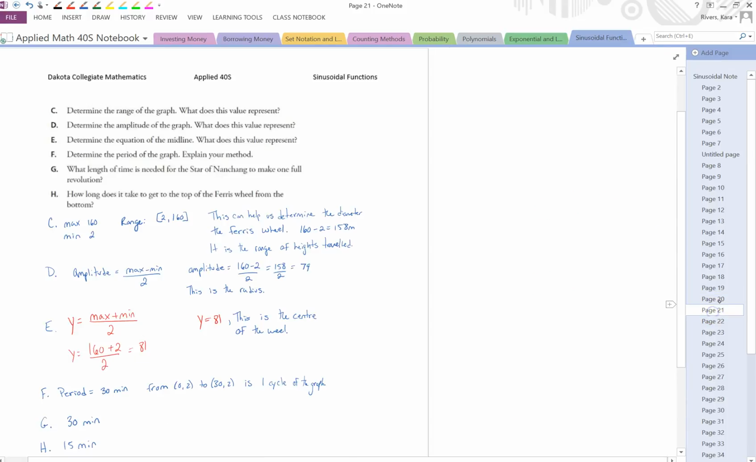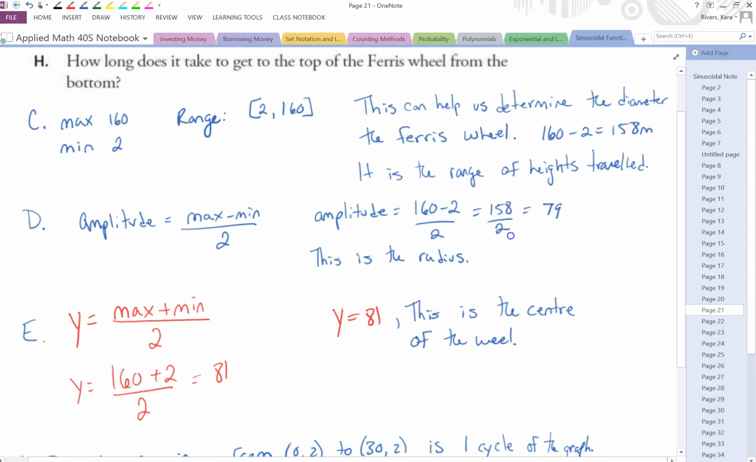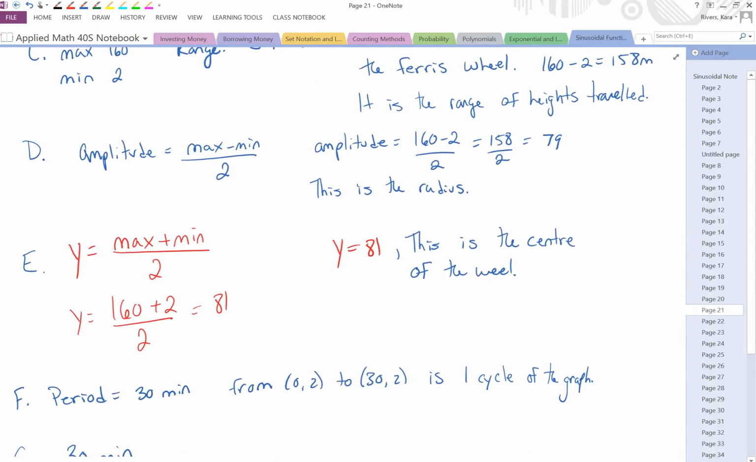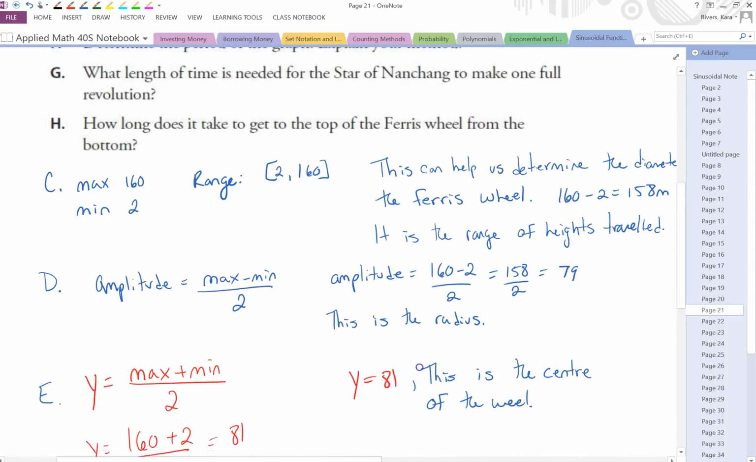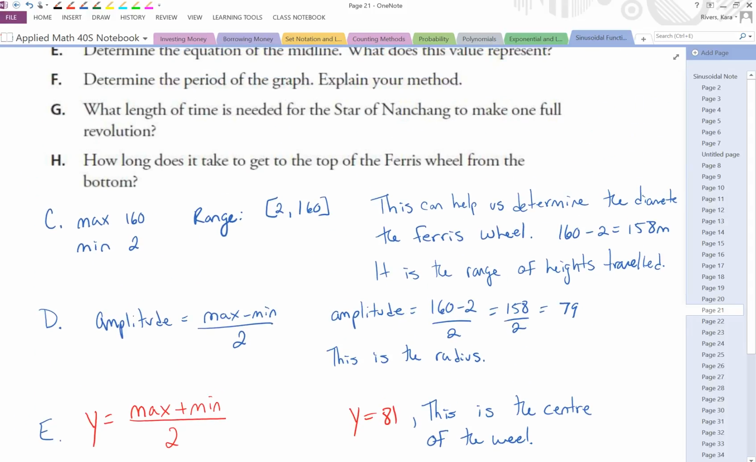Okay? So just to have a look at what we've done so far, period here is 30 minutes because from 0 to 32 is one cycle of the graph. So that's one example, but there's multiple places where you could have measured that. Okay, the last two questions, G and H. G says, what is the length of time needed for the star of Nanchang to make one revolution? Well, that's the same as our period, okay?